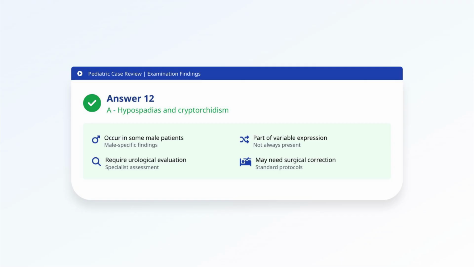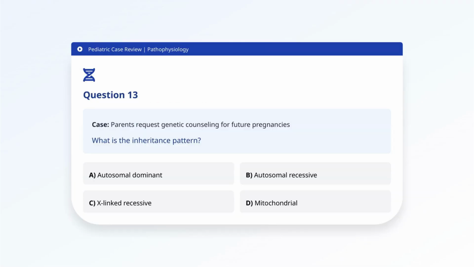These genitourinary anomalies occur in some male patients as part of the syndrome's variable expression. Affected males require urological evaluation. Surgical correction may be needed for hypospadias and orchiopexy for cryptorchidism following standard pediatric urological protocols. Parents of a child with Ellis Van Creveld syndrome request genetic counseling for future pregnancies. What is the inheritance pattern of this condition?